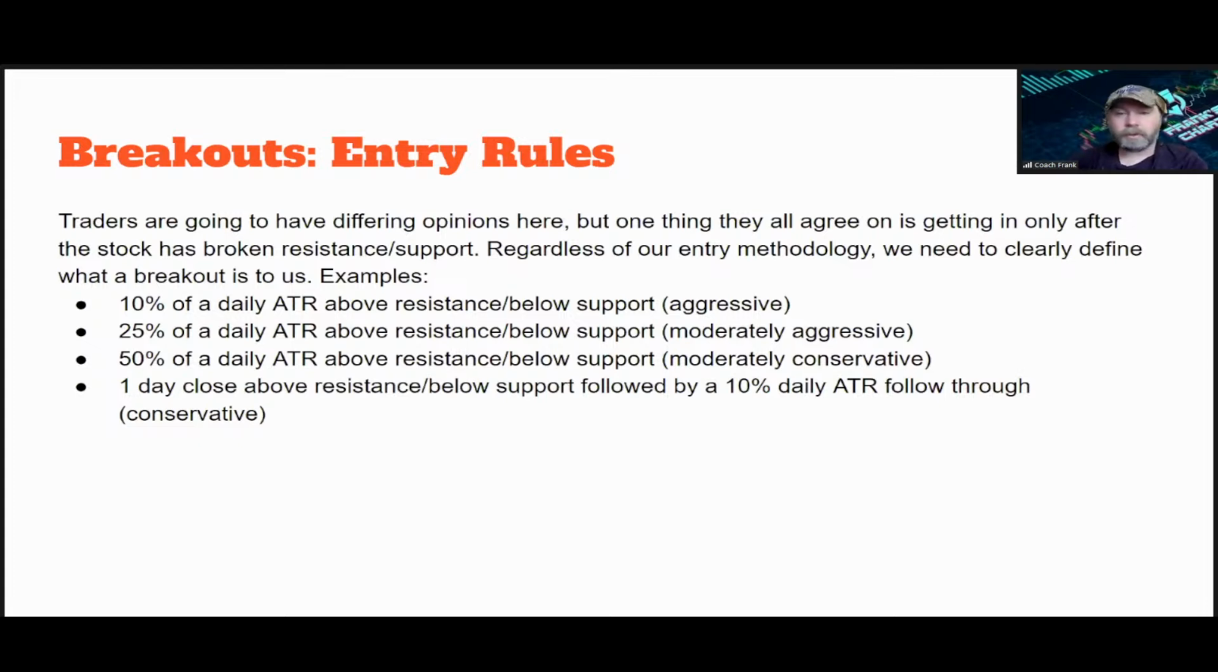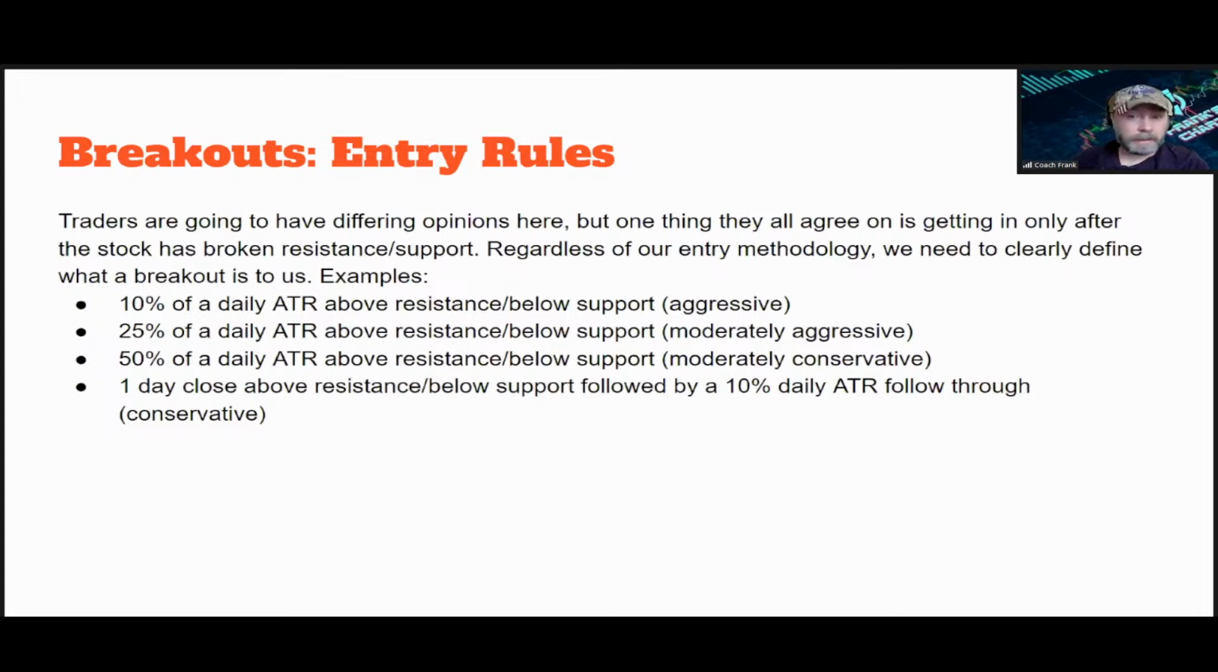If that's a little too aggressive, maybe 25% of an ATR above that resistance or below that support level, that's going to give me a little bit better confirmation, still give me a lot of control on how I'm setting up my trade. Not quite as aggressive. I call that one moderately aggressive. Then I'm going to have the 50% of an ATR above that resistance or below that support level. That's going to be, again, the more confirmation we pay for, the more likely it is to work out, right? But we're paying a higher price, or a lower price if we're on a bear breakdown, for that confirmation.